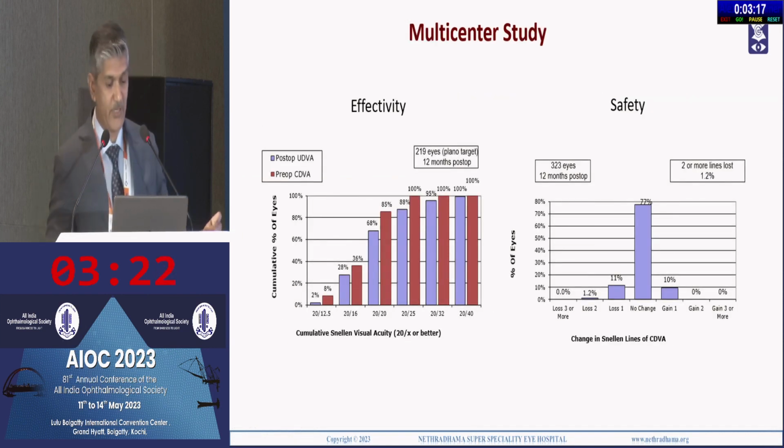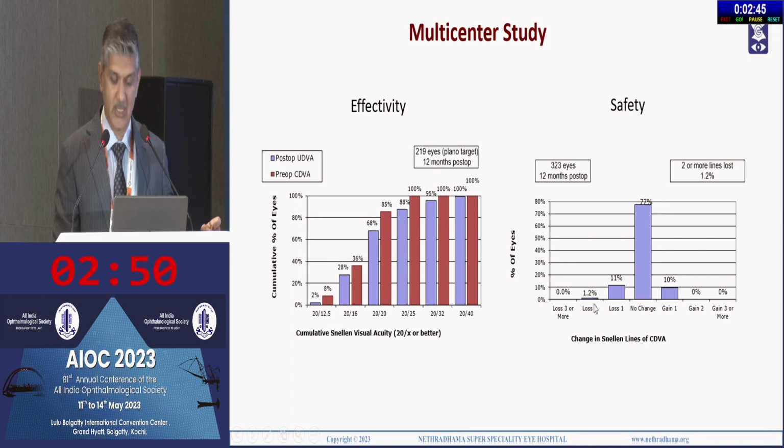Coming to the efficacy, you can see that 88% of the eyes had uncorrected visual acuity of 20/25 or better. So that is quite good for hyperopia, and 68% 20/20, 6/6. The safety, if you look at it, 77% had no change in the best corrected vision. 11% lost 1 line, and 1.2% lost 2 lines. And about 10% actually had a gain of 1 line.